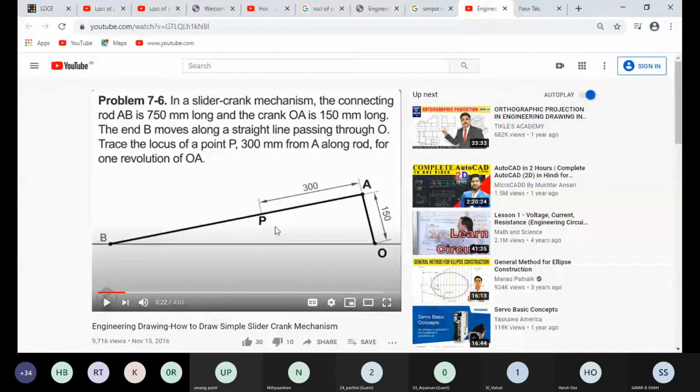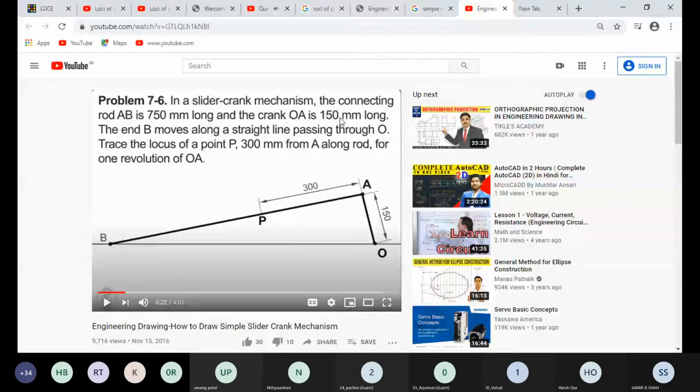In a slider crank mechanism, see in the first point, where I just revolve my cursor: from the first line up to the comma, you can understand that this is an example of a slider crank mechanism. The connecting rod AB is 750 mm long. You can see here the AB, which is considered as 750 mm and it is known as the connecting rod.